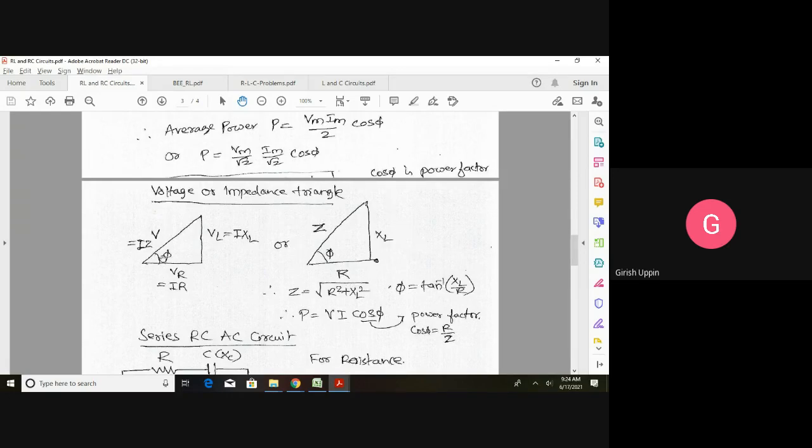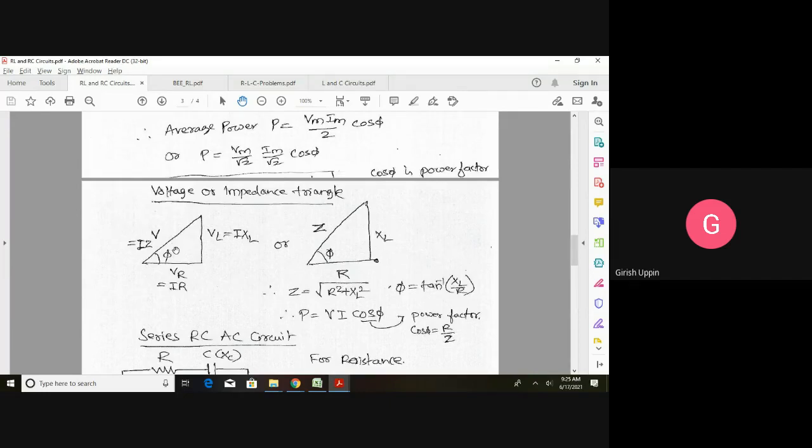This is the voltage triangle and this is the impedance triangle. You don't have to remember any equations. From this diagram, you can say Z is equal to square root of R square plus XL square. Phi is equal to what? Tan inverse XL by R. And power is P is equal to VI cos phi. And how to find the phi? You can say cos phi is what? R by Z, adjacent upon hypotenuse. Cos phi is equal to R by Z, or you can find phi another way, tan phi is equal to XL by R.